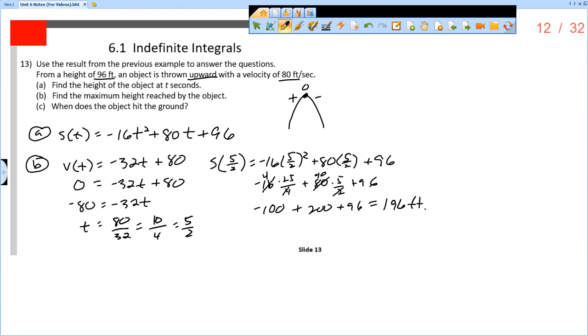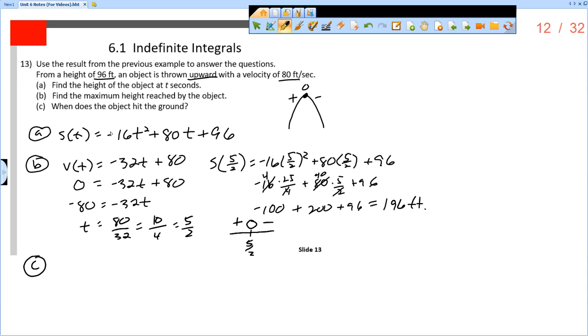Now, one thing that I didn't do is show a sign analysis. Technically, we should show a sign analysis, but we know the context of the problem. If the velocity is 0 at 5 halves, to the left of it, a number like 0, you're going to get negative 32 times 0 plus 80. Obviously, that's going to be positive, and to the right would be negative. And so, of course, you do get that maximum. But that was partially because we knew the context of the problem.